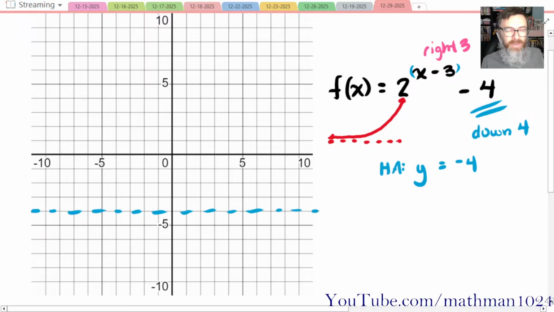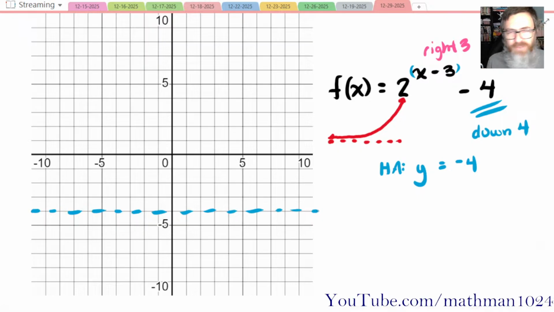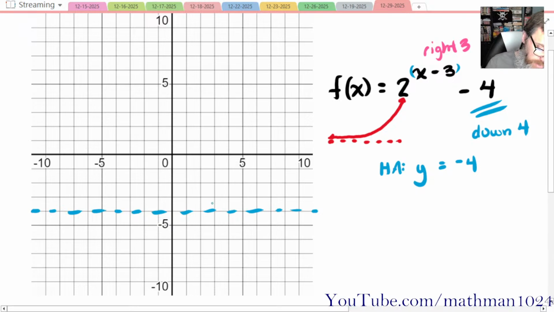All right, so I keep that there. I know it's a dashed line. It's not really part of the graph. It's more like guidelines for us, okay? But now let's look at this other part. We'll go to the right 3. So if I go to the right 3, I would be kind of right here.